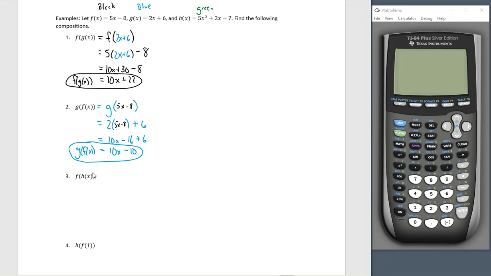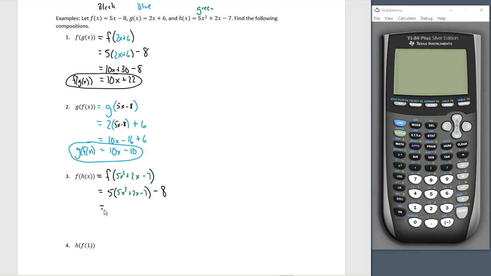All right, let's get h in here. So f evaluated at h of x. This is f evaluated at, you see my h of x is pretty long here, that's why I put the big parentheses. 5x squared plus 2x minus 7. All right. The form of f is 5 times something minus 8. And we know exactly what that something is. That something is h. 5x squared plus 2x minus 7.